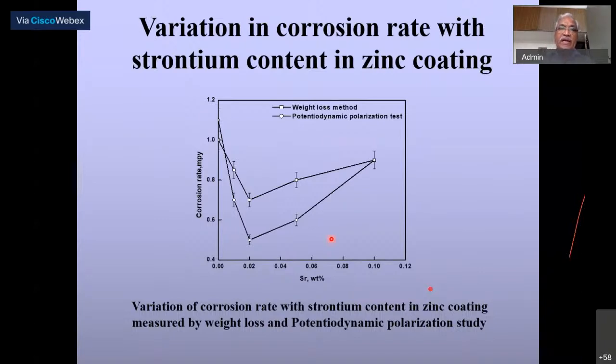And you see here corrosion rate versus the addition of alloying element. In both cases, with 0.02, the corrosion rate is decreasing. Now you see that it's always important. People sometimes ignore weight loss measurement. I always suggest that you should always do weight loss measurement. Weight loss measurement is not an inferior technique. You can see the corrosion rate is decreasing here.